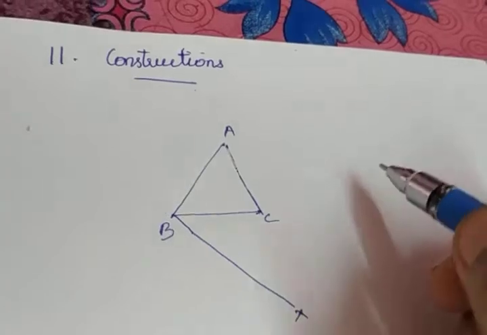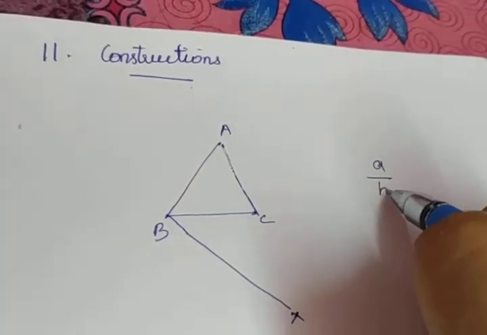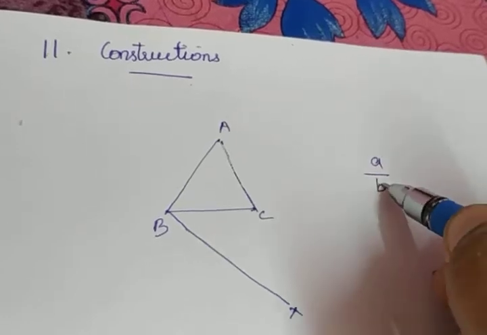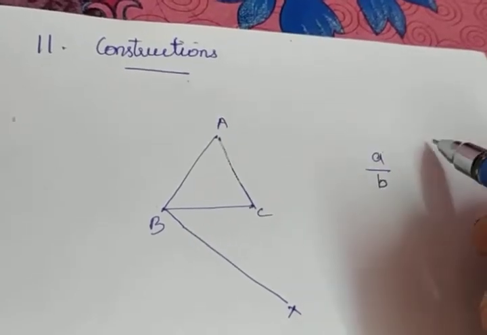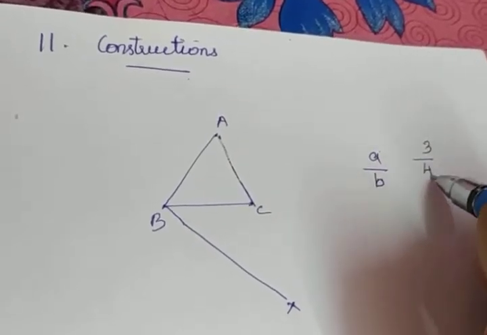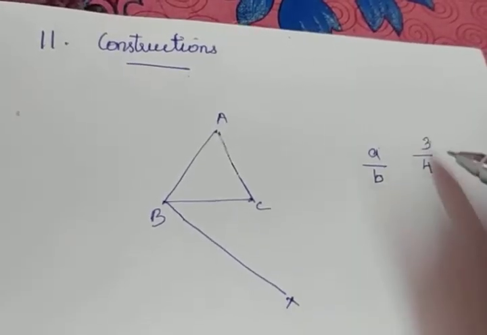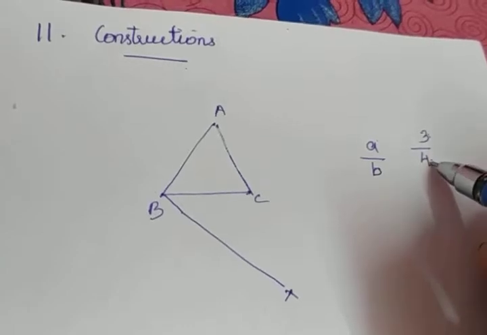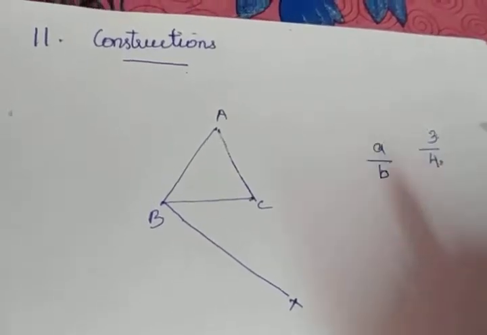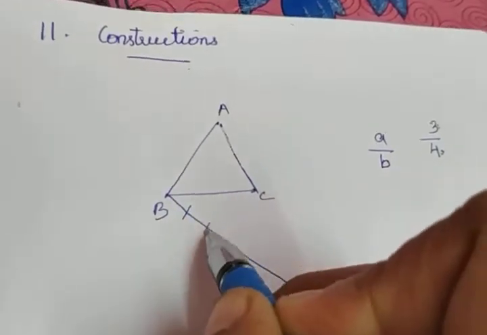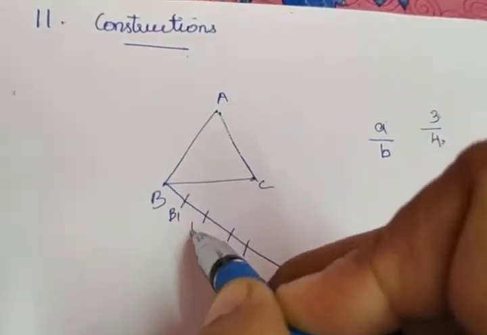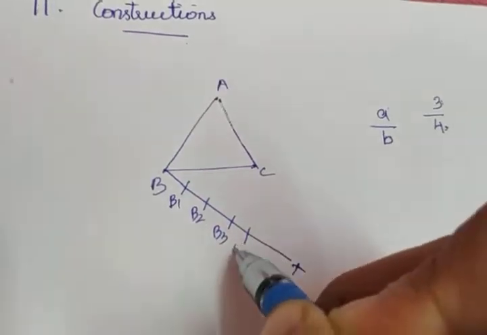How will I choose the number of points? Suppose the scale factor is given as A by B. From A by B, take the number which is greater. So for example, if I am taking the scale factor as 3 by 4, the numerator is 3 and the denominator is 4. Of 3 and 4, which is the greater number? It is 4, isn't it? So how many points will we mark here? We will mark 4 points, 1, 2, 3, 4, with the same measurement. And we will name the points B1, B2, B3 and B4.